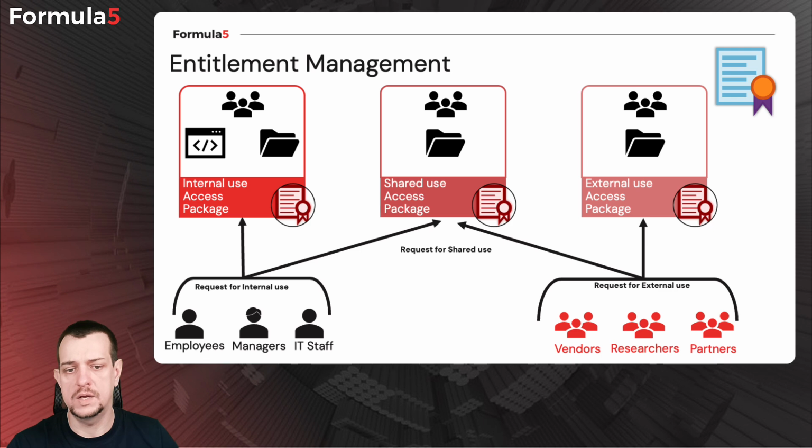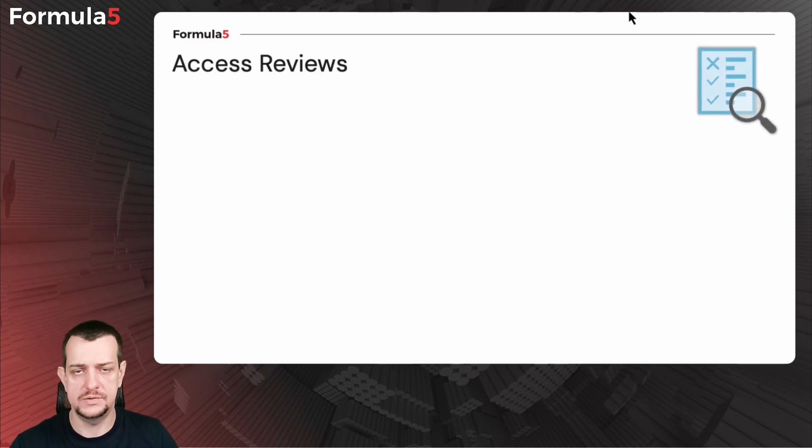So basically here we can have an example where somebody is managing the identity area for your company. For example, Formula 5 would be a good case. So we can have a shared use access package that will give access to internal users and external users to the same resources like groups, folders, SharePoint sites, applications, and soon also privileged identity roles.